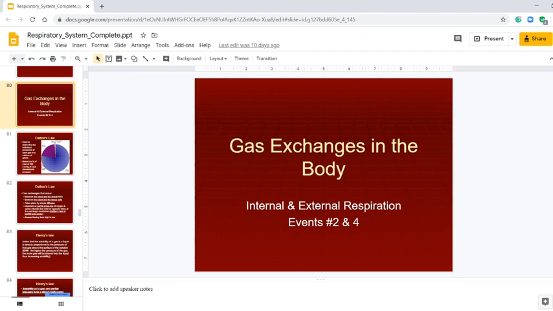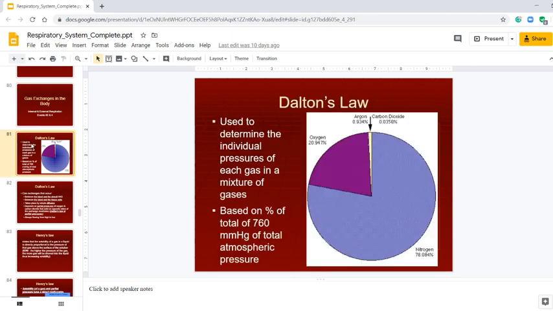So here we go, Dalton's law. Let's go on to Dalton's law here. Well, we talked about Boyle's law, right? If we increase the volume, we decrease the pressure. If we decrease the volume and squeeze it down, then we increase the pressure. So that was part of that pulmonary ventilation.